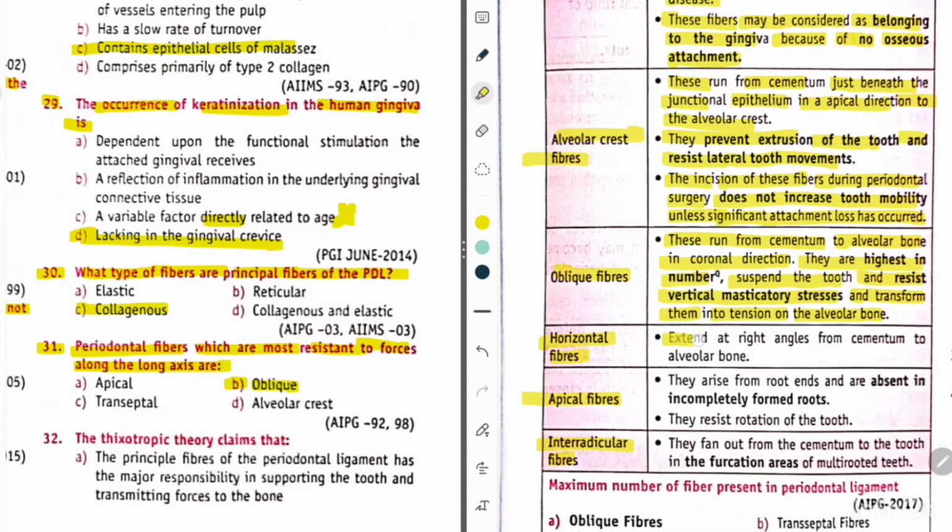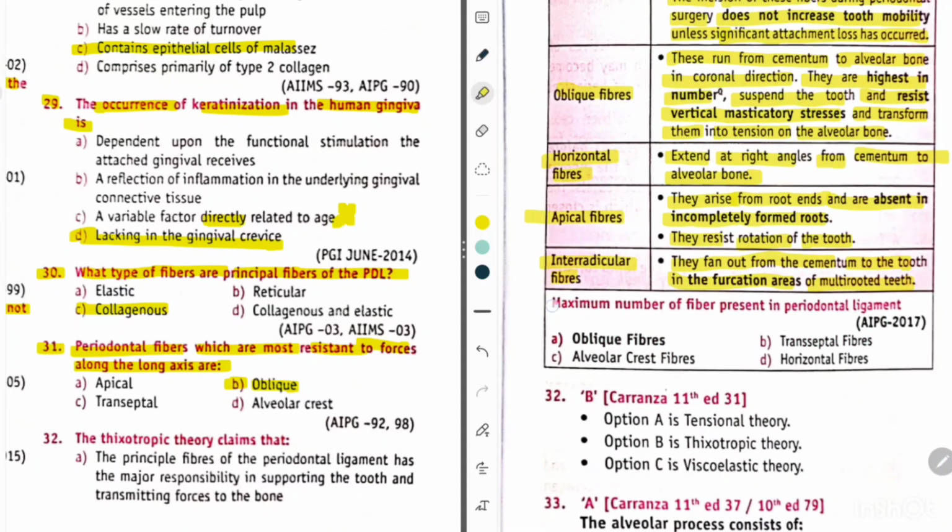Horizontal fibers, they extend at right angle from cementum to the alveolar bone. Apical fibers, they arise from root ends and are absent in incompletely formed roots. They resist rotation of the teeth. Interradicular fibers, they fan out from the cementum to the tooth in the furcation areas of multi-rooted teeth. One more question is asked. Maximum number of fibers present in periodontal ligament. So its answer is option A, oblique fibers.